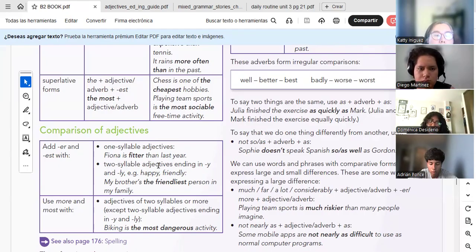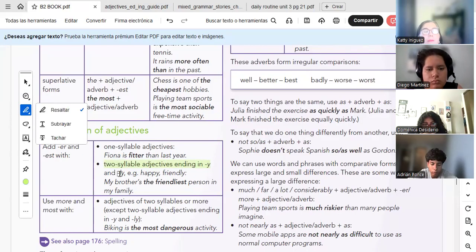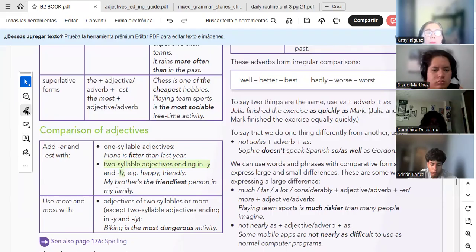Two syllable adjectives ending in y. Just when ending in y, and ly. So happy and friendly. These are examples, right? My brother is, this is apostrophe s, the friendliest person in my family.